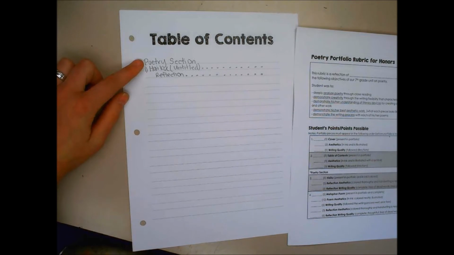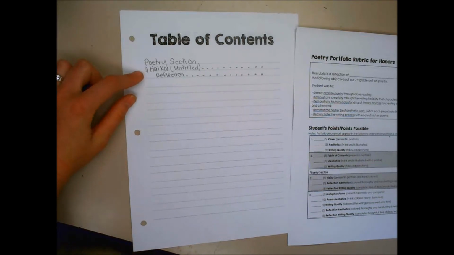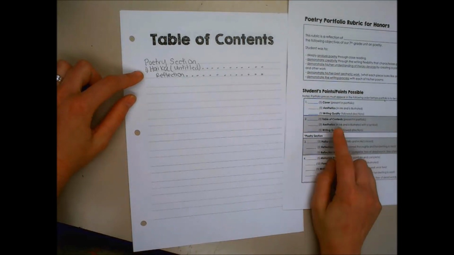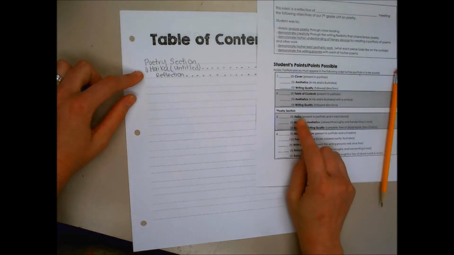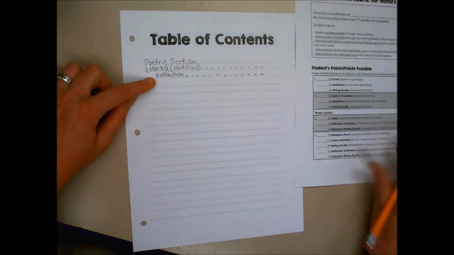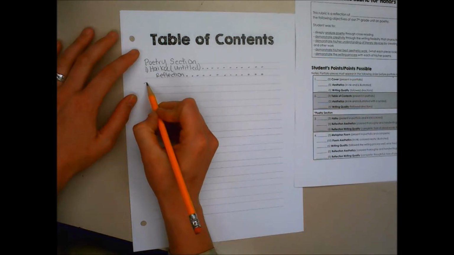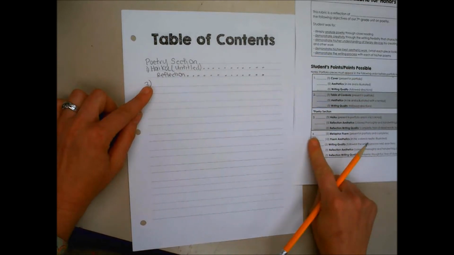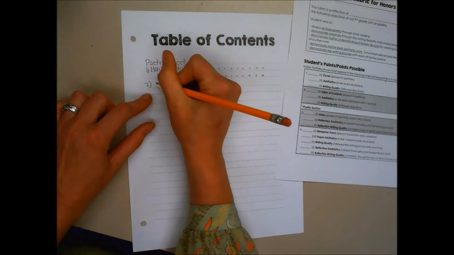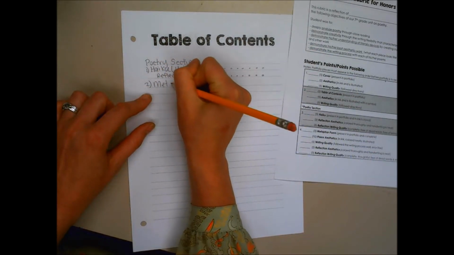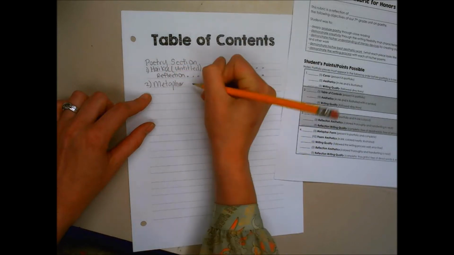I have my poetry section. My first actual poem is my haiku poem, which is on my rubric. And then my reflection comes underneath it. And I did all my dots to the side, and I left a space for the page number. My second poem I'm going to include looks like it is my metaphor poem. So I write the words metaphor poem.